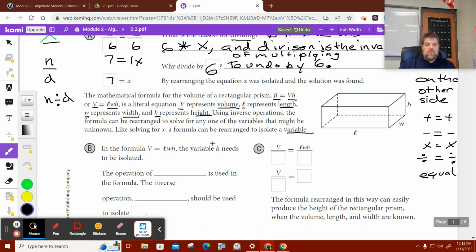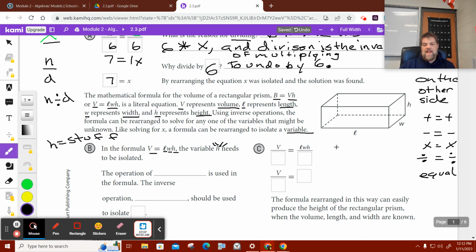We want to isolate the h. So it says in the formula, volume equals the length times the width times the height. The variable h needs to be isolated. That means I want to make it look like h equals some stuff. Okay?